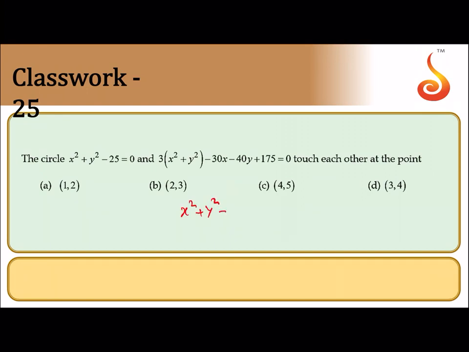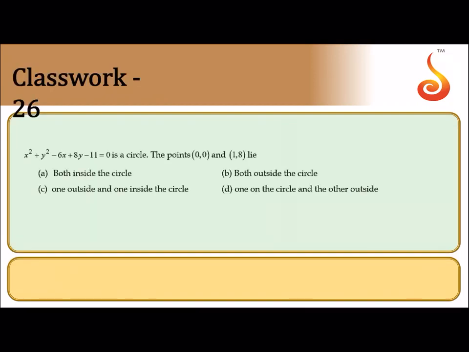This circle and this circle touch each other. I think you all can do it. So x square plus y square minus 10x minus 40 by 3 y plus 175 by 3 is equal to 0. You can also check option wise which satisfies both the coordinates. So option D satisfies both the circle equations. This circle is x square plus y square is equal to 25. Same concept of touching each other. Option D is correct.